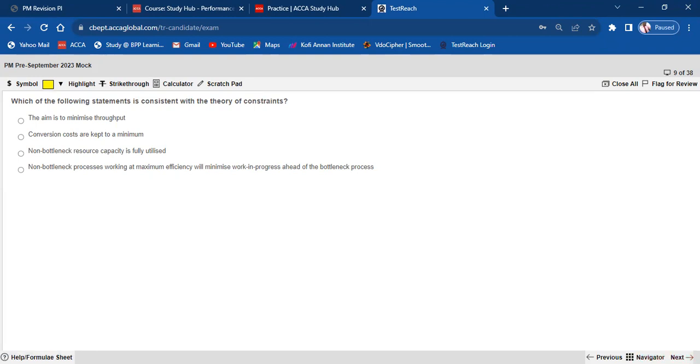Theory of constraints in throughput accounting. This is multiple choice. Which of the following statements is consistent with the theory of constraints?